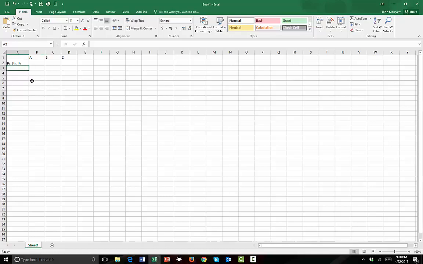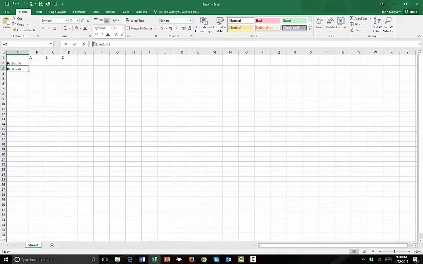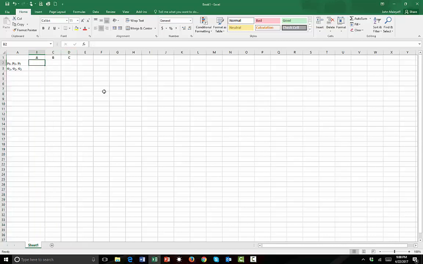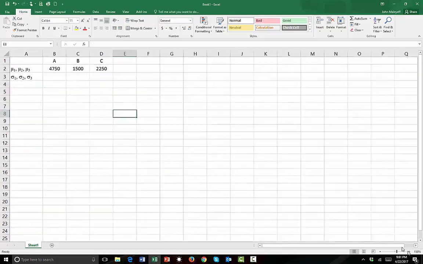And then we have the values for sigma 1, sigma 2, and sigma 3. I'm just going to copy this and change the m's to s's, which would be the sigma. Okay, and then the inputs, and I'm going to make these all centered. So the inputs were the weekly demands of 4750 for Department A, for Department B 1500, and for Department C 2250. And I think I'll just make everything a little bit bigger here.